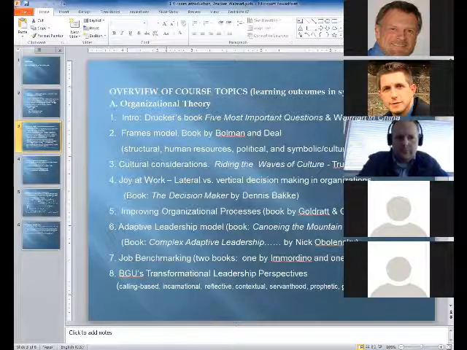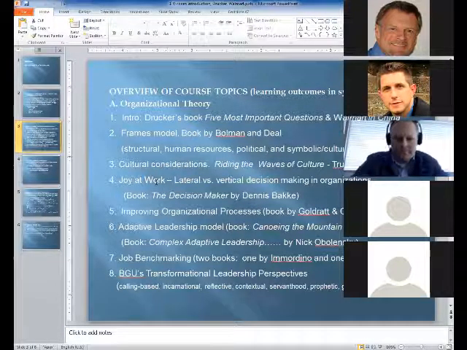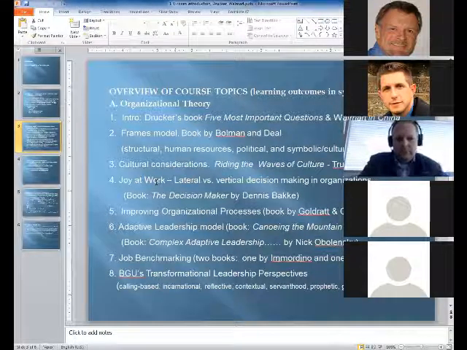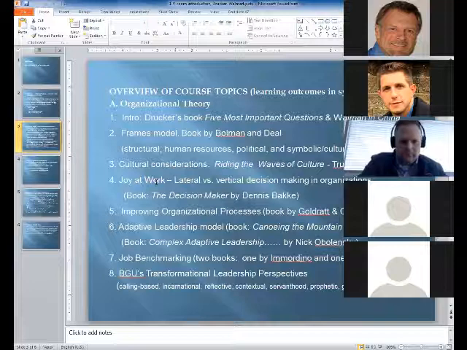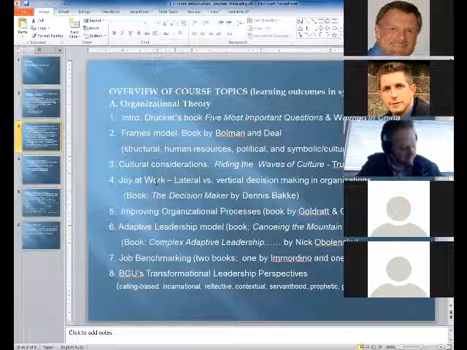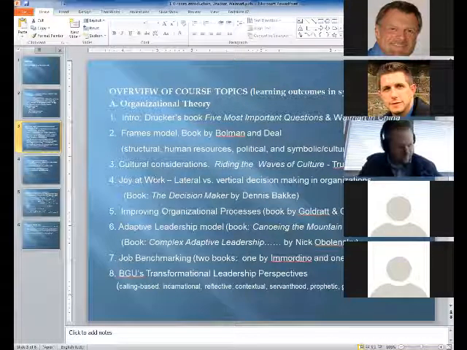Joy at work, which of course is the model that we really try to practice here at BGU. Dennis Bakke wrote the book, The Joy at Work. He worked with that concept to start with. He's got another book that I have you reading for this course, The Decision Maker, which is done in a novel form, but it looks at an organization and how the joy at work model functions.